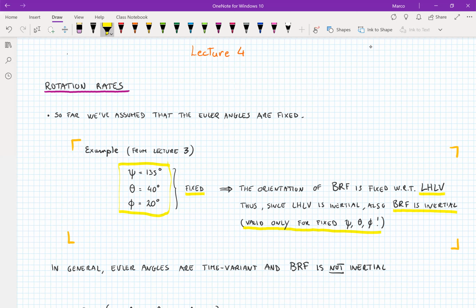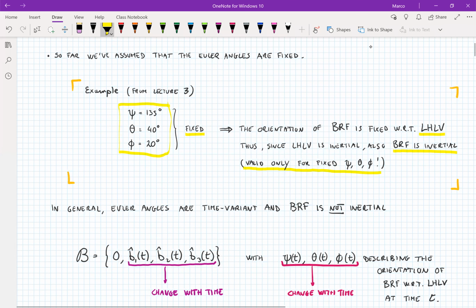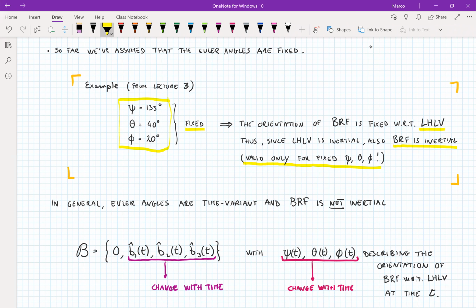In fact, the body frame of reference changes continuously its orientation with respect to the inertial frame of reference. So the Euler angles are not constant, but they are time variant. And the body frame of reference is thus not inertial.